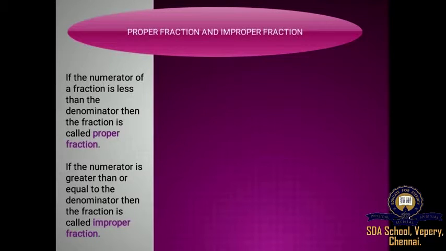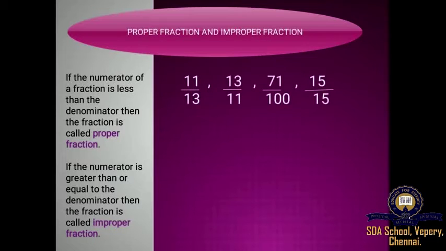Now we will see what is proper fraction and improper fraction. If the numerator of a fraction is less than the denominator, then the fraction is called a proper fraction. So if the numerator is less than the denominator, it is called a proper fraction. So if the numerator is greater than or equal to the denominator, then the fraction is called an improper fraction. So I hope now you understood what is proper fraction and improper fraction.